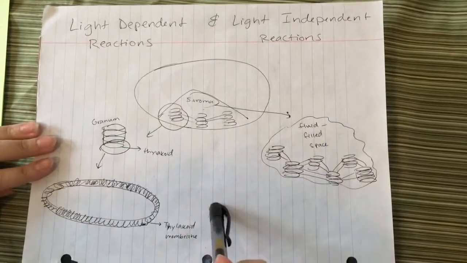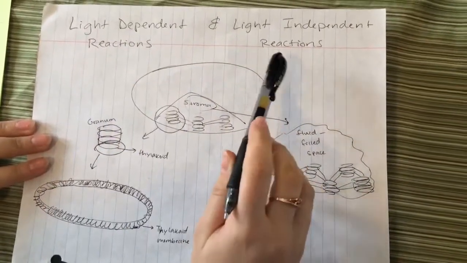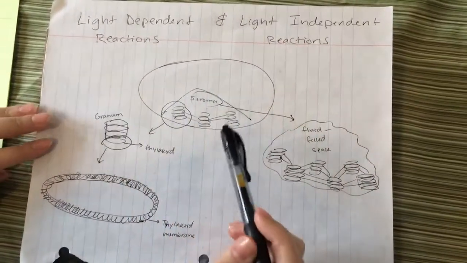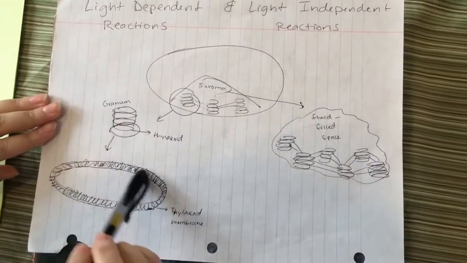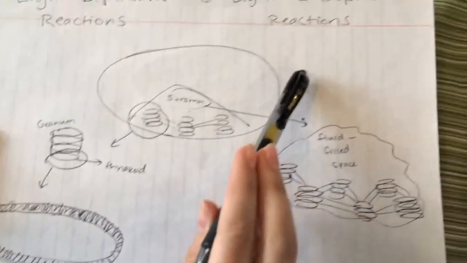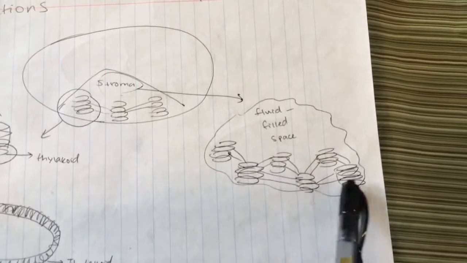There are two major parts in photosynthesis: the light-dependent and the light-independent reactions. Both reactions occur in the chloroplast of the plant cell. Inside of the chloroplast, there are stacks of thylakoids called grana. The light-dependent reactions occur in the thylakoid membrane. The light-independent reactions occur in the stroma, the fluid-filled space surrounding the thylakoid.